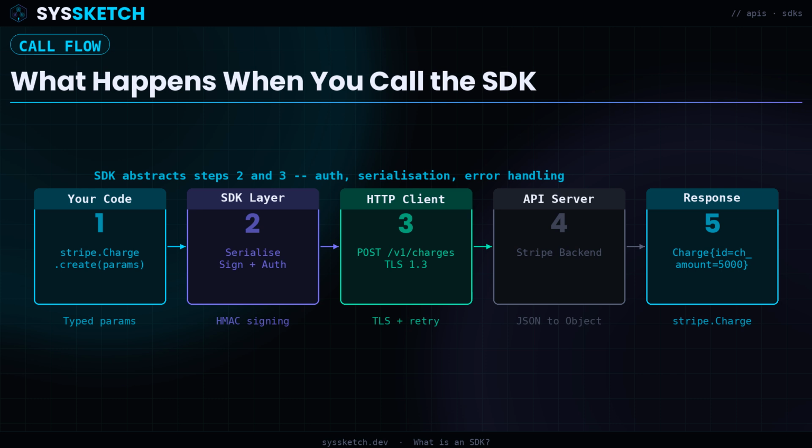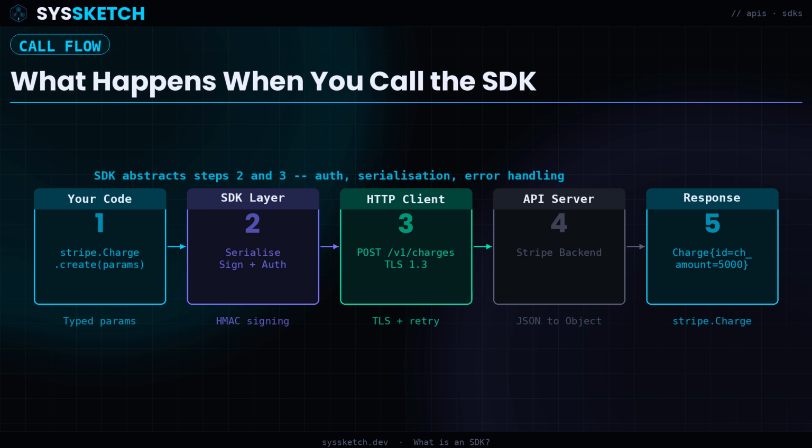When your code calls the SDK, here is what actually happens across 5 stages. Stage 1 is your code. You pass a typed parameters object to stripe.charge.create. Stage 2 is the SDK layer. It serializes your object, signs the request with HMAC, and applies your API key.